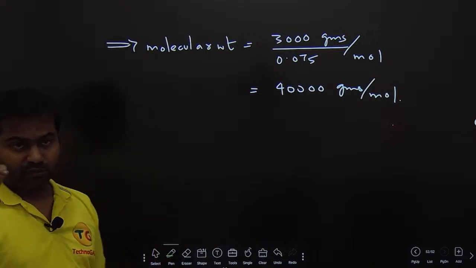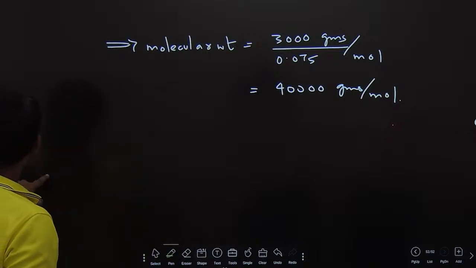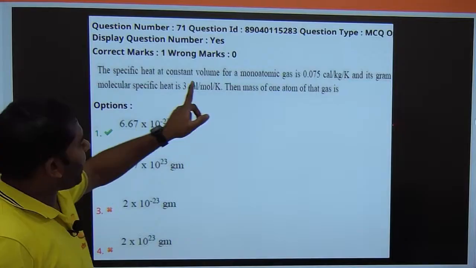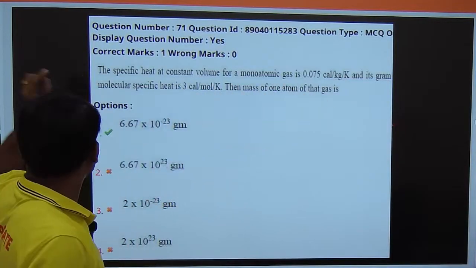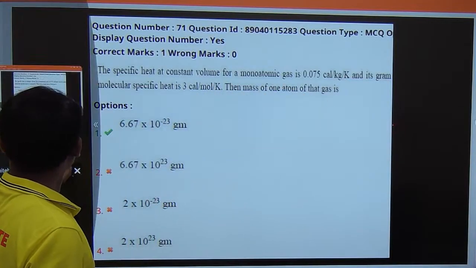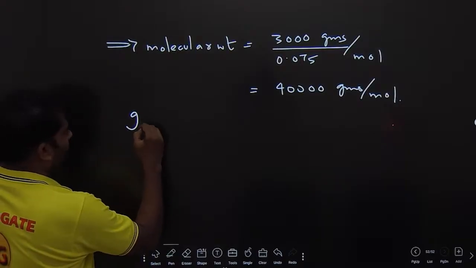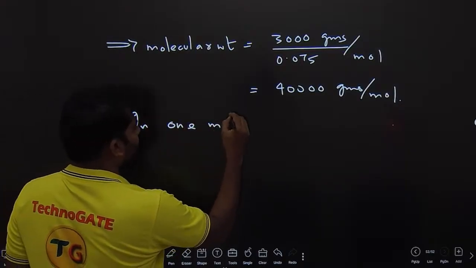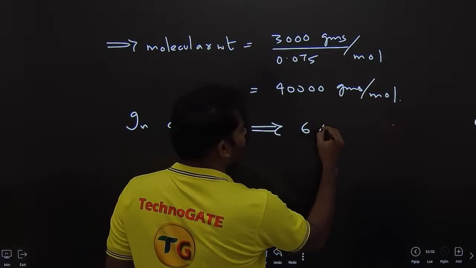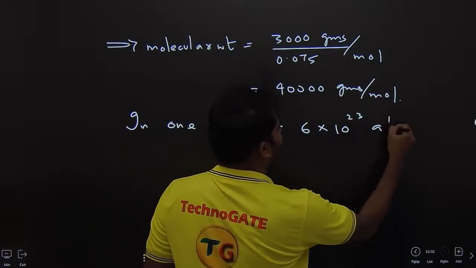And in this question what they are asking? What they are asking here? Then mass of one atom of the gas. So in 1 mole there are 6 into 10 power 23 atoms.